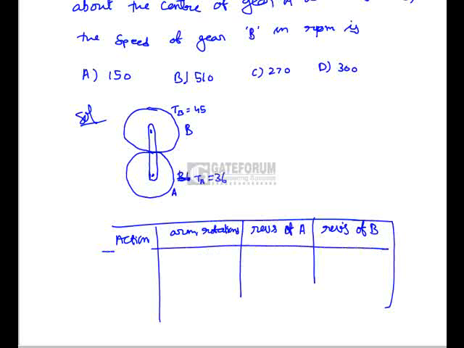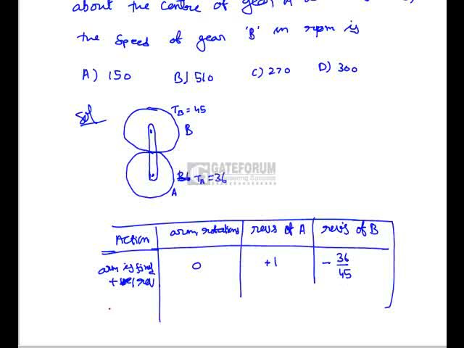First consider arm is fixed, and let us say A rotates at plus 1 revolution. So here arm is fixed so that it is 0, revolutions of A is plus 1 and revolution of B is 1 into minus TA by TB, that is minus 36 by 45. So here the final one is minus 36 by 45.